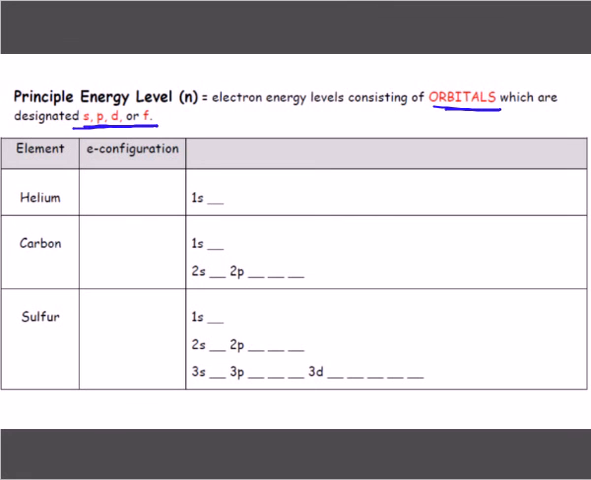So if you have a house, is there usually just one room in a house? No, you've got multiple rooms. So think about the house as the principal energy level. Inside that house, you have different rooms. These letters are different rooms, different spots where the electrons can be hanging out. Does that make sense? All right, it's just different rooms within a house.